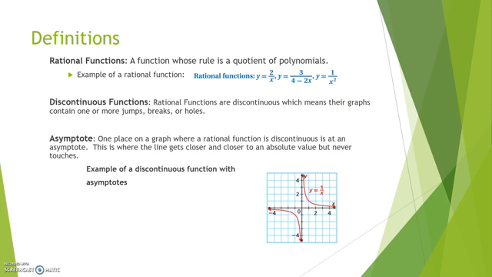Rational functions. In this section, we're going to be looking at rational functions, and we're going to be finding what we call their asymptotes, and then we're going to be graphing rational functions. So the definition of a rational function is a function whose rule is a quotient of polynomials. And right here, I have an example of what a rational function looks like.